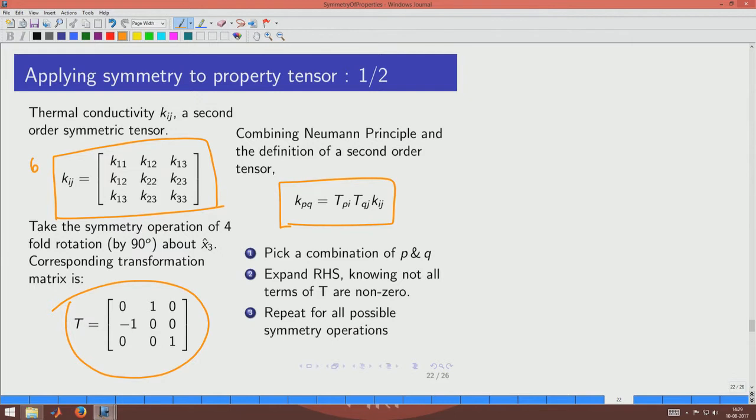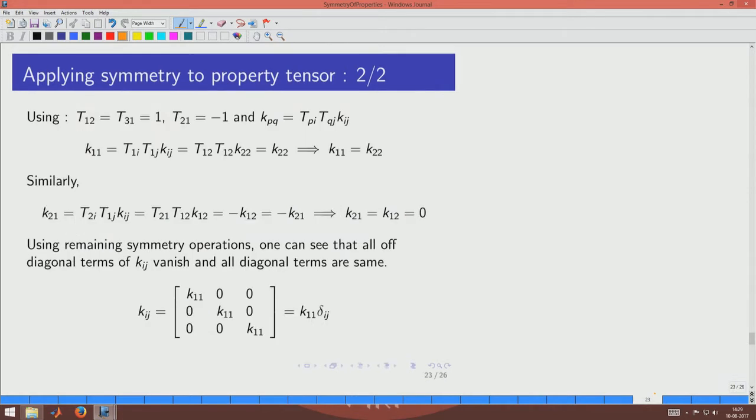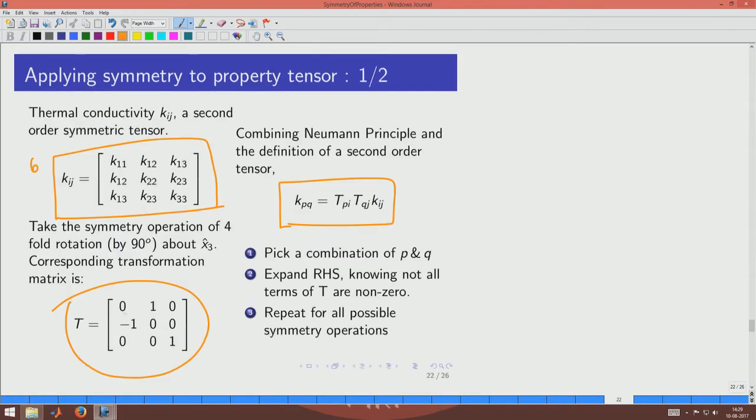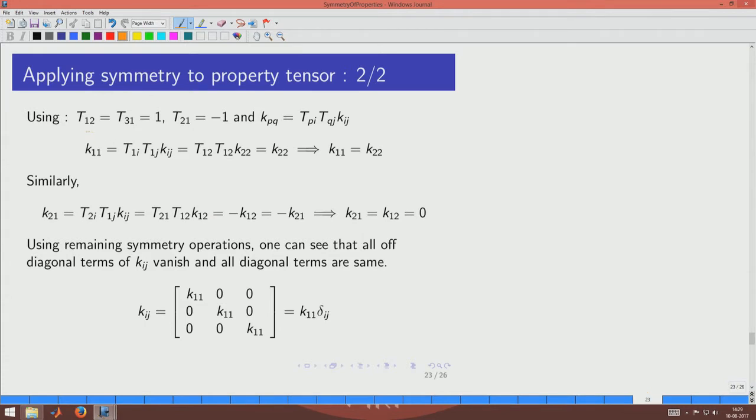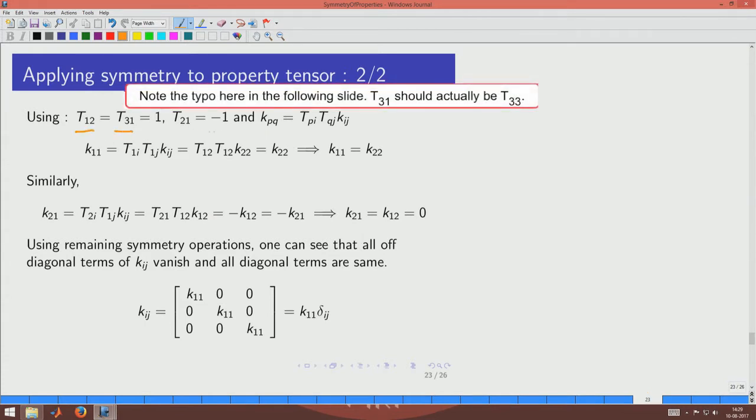Let us see for a cubic crystal for a 4-fold rotation how it changes. So, let us have the T known here. So, the T is available. Now, if you look at this, you have only 3 positions of T that are non-zero. So, we will note it down: T12, T31 and T21, these are the only 3 that are non-zero, and we are going to use them to expand this equation.